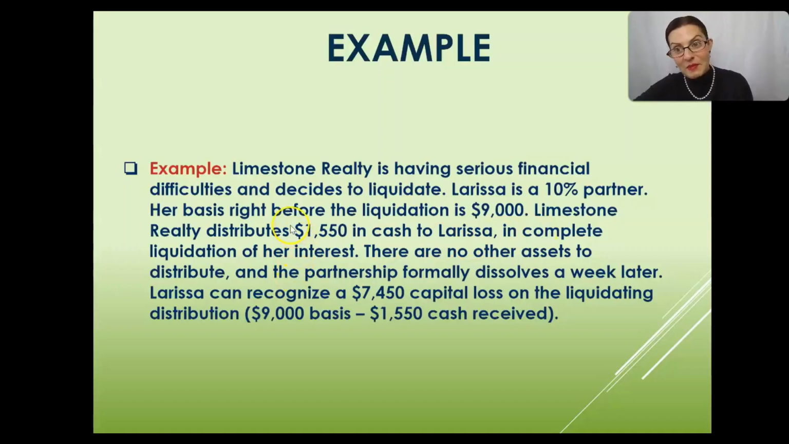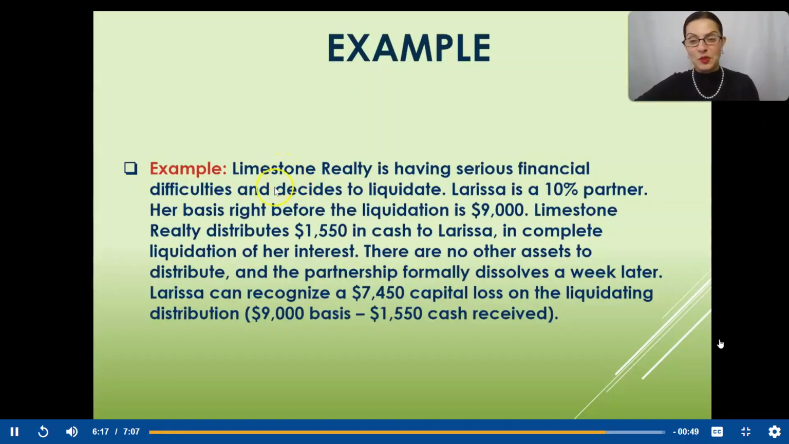The partnership ran out of money, basically. That's what happened. The partnership ran out of money and didn't have any money left to pay her except for this $1,550. She's not going to get her whole basis back, which happens sometimes, right? You put money in as an investment to a business, or you buy stock in a corporation, you buy a partnership interest, you put money in, and sometimes it doesn't work out and you don't get your money out.